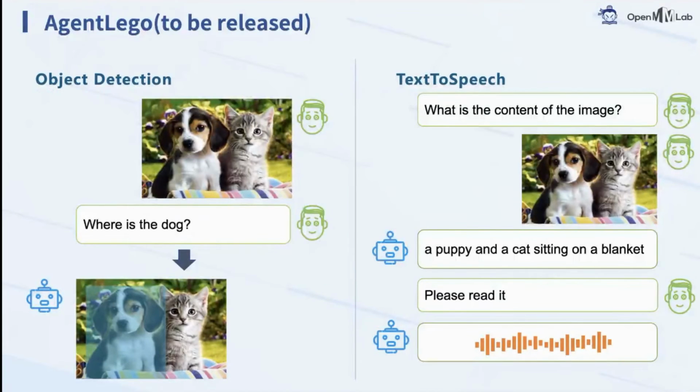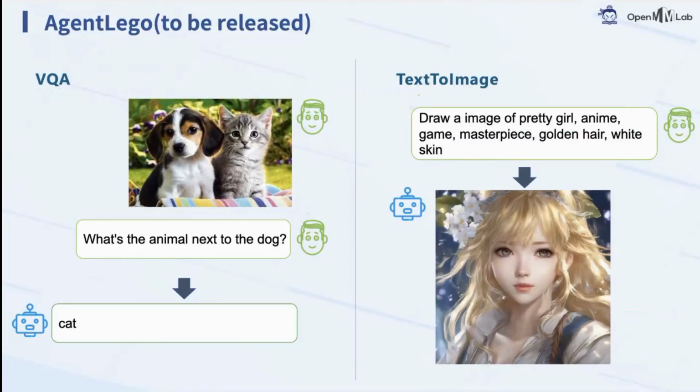With the large language model incorporated with Agent Lego, we could upload an image and ask the model where is the dog, and the language model could call the object detectors implemented in MMDetection and return the bounding boxes of the dog. It could also use the text-to-speech tools, and return voice to us. There are also VQA models in Agent Lego and text-to-image models, which could turn text inputs into an image.